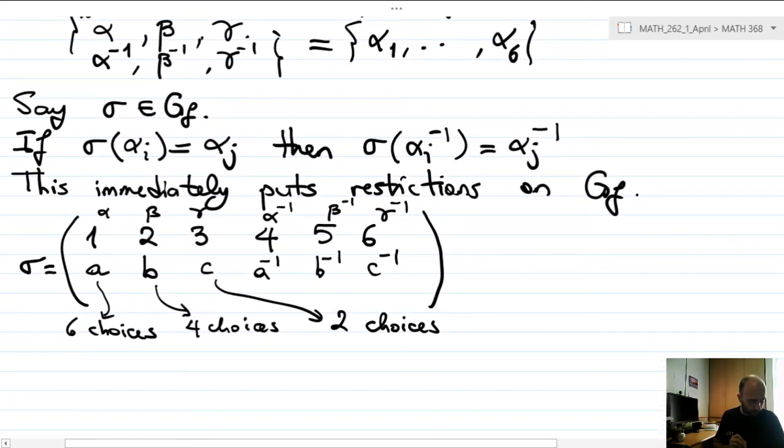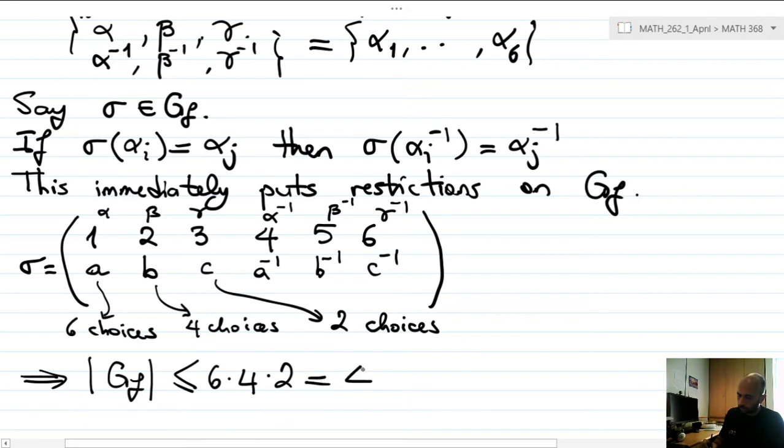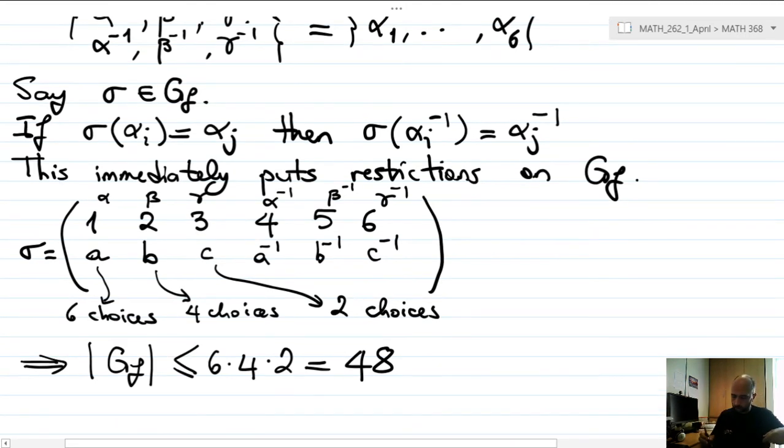And therefore, the total number of elements in this group must be less than or equal to 6 times 4 times 2, which is 48, right? So this immediately rules out some of the transitive subgroups. Let's look up in the list once again.